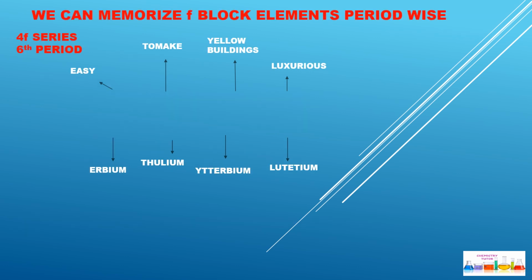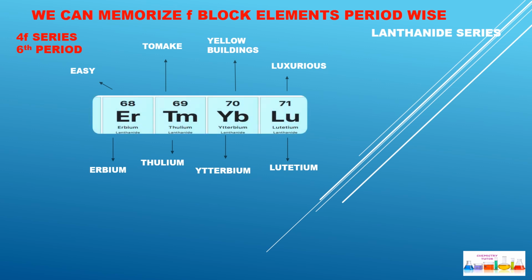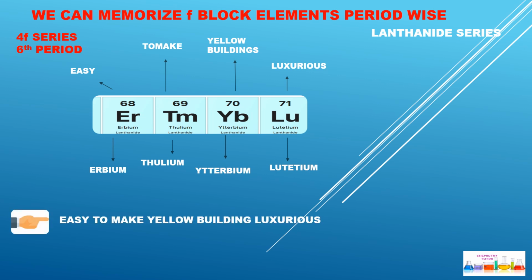The last and third part of the lanthanide series is: Easy to make yellow buildings luxurious. Easy, erbium; to make, thulium; yellow buildings, ytterbium; luxurious, lutetium. So the sentence is: Easy to make yellow buildings luxurious.